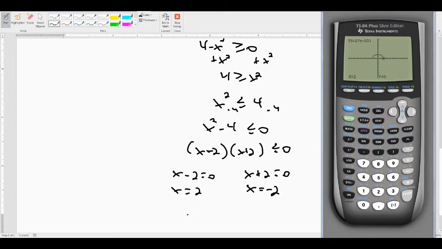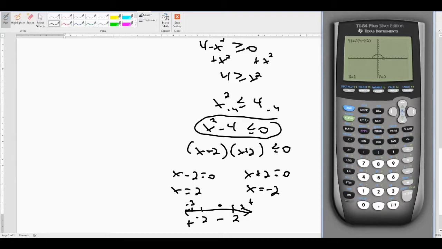So now I'm going to look at a number line. I have -2 and +2, and I'm looking at this equation. When I substitute a number over here, like a -3, for example, -3 squared is 9, 9 minus 4 is 5. I get a positive answer, and that's all I care about. So I get positive over here. In between, if I throw in a 0, 0 squared is 0, 0 minus 4 is negative. So that's a negative. And if I throw in a 3 over here, 3 squared is 9, 9 minus 4 is a positive value.